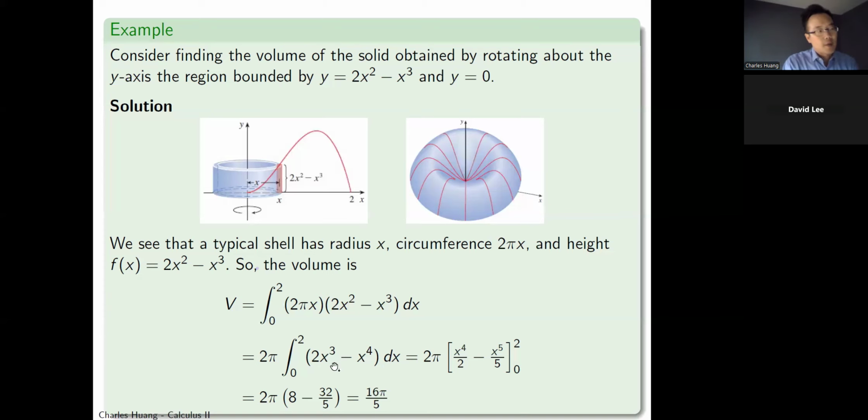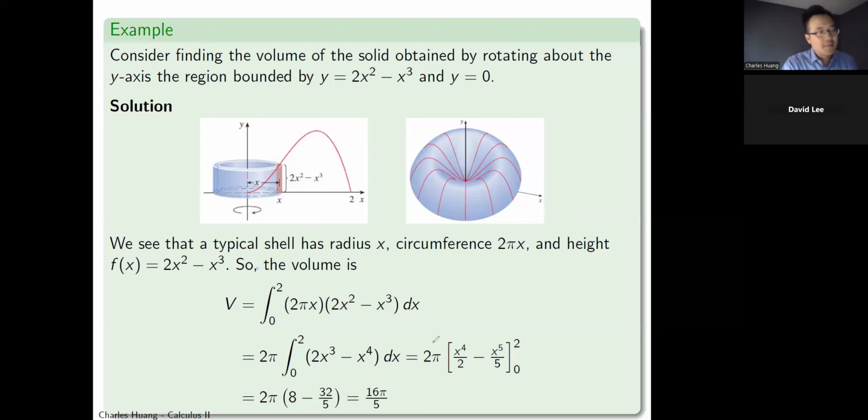Okay. We'll multiply the terms together. We can leave the 2 pi outside, they're just constants. We only have to multiply the x inside. So 2x cubed minus x to the power 4. If you want, you can break it into two different integrals.